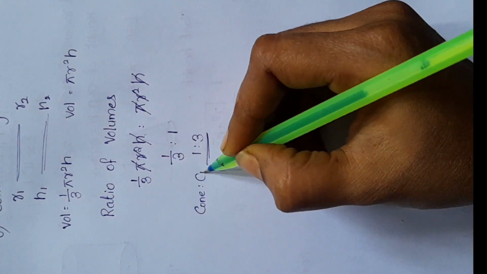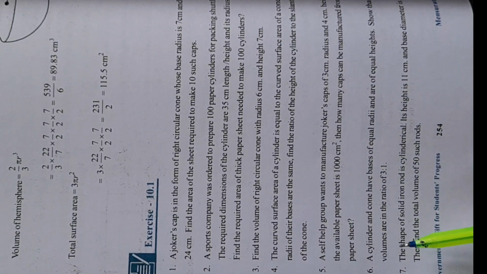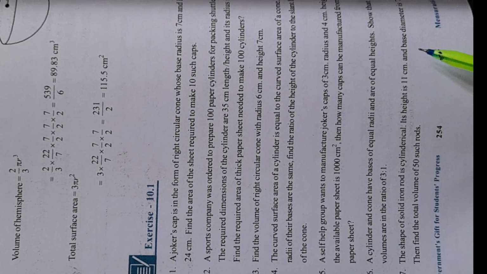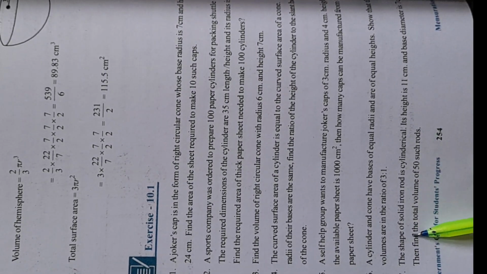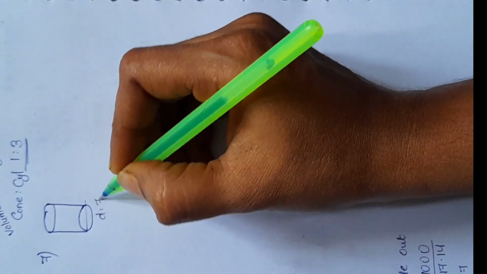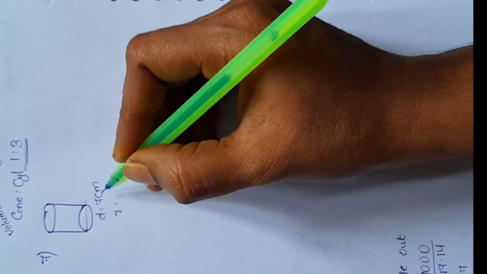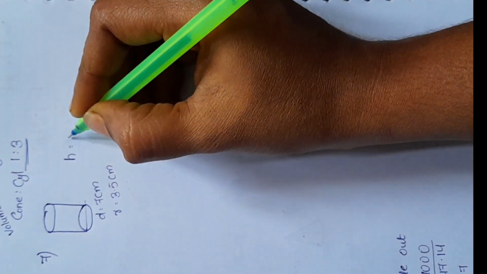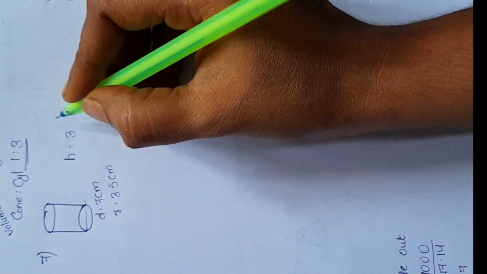Seventh question is, the shape of the solid iron rod is cylindrical. Its height is 11 centimeters and base diameter is 7 centimeters. Then find the total volume of the 50 such rods. Here the diameter is given as 7 centimeters. So the radius becomes 7 by 2, that is 3.5 centimeters, the radius of the cylinder. And 11 centimeters is the height of the cylinder.